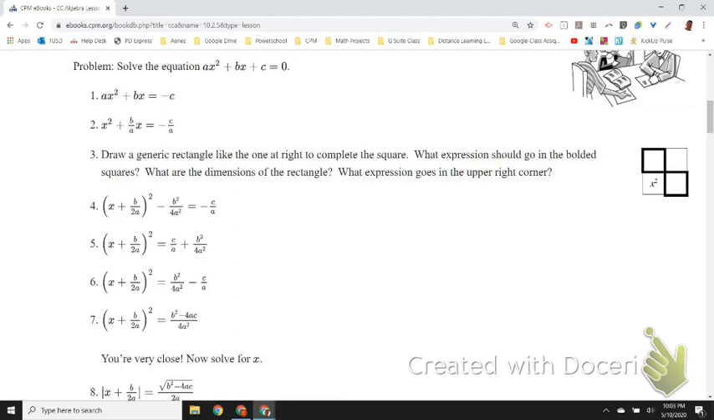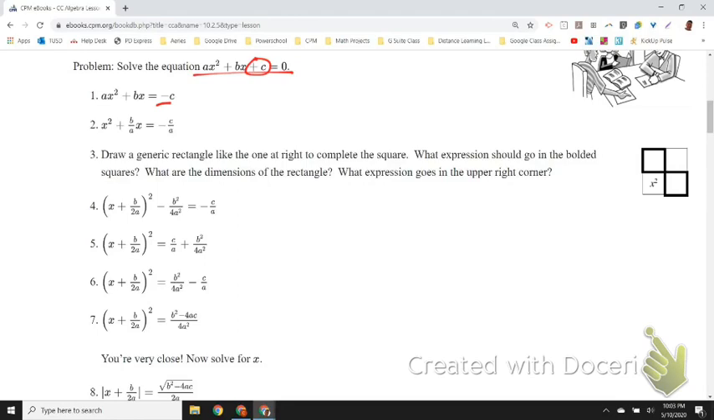So let's just take a look here. We are going to solve for x, right? Just like a regular quadratic formula, we're solving for x. So if I have this equation right there, if I'm going to solve for x, the first step I want to do is get rid of c. Get rid of that c, I'm going to subtract c on both sides. And that's what we did right there.